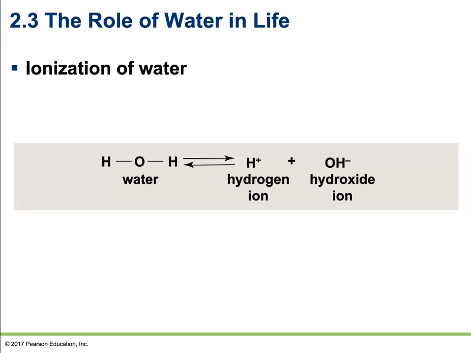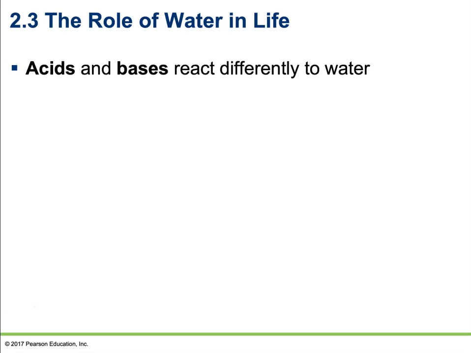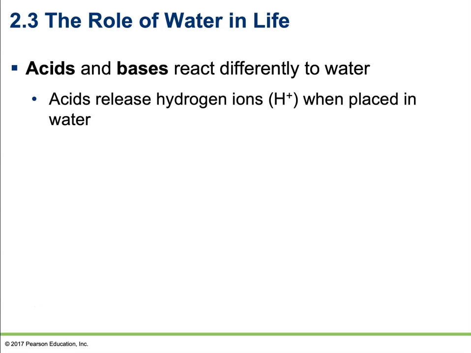This is going to become very important when we start to discuss pH, or the acidity and basicity of certain molecules. Acids and bases are going to react very differently in water. Acidic solutions like lemon juice, tomatoes, coffee, they're all going to dissociate in water and release hydrogen ions. So if we have water sitting there, with equal parts H2O, hydrogen ions, and hydroxide ions, and we were to put something in that water that suddenly released a whole bunch of hydrogen ions, we would have an overabundance of hydrogen ions floating around.